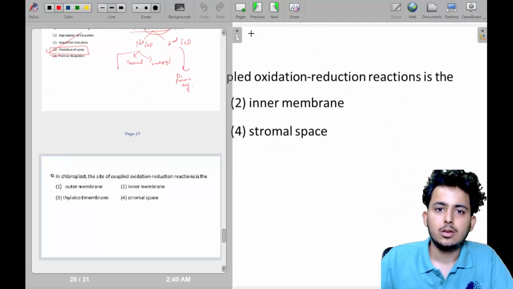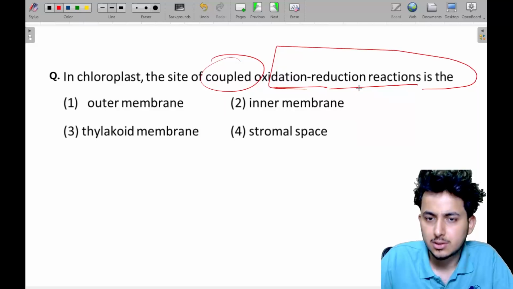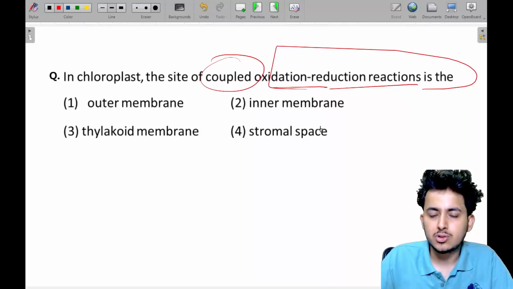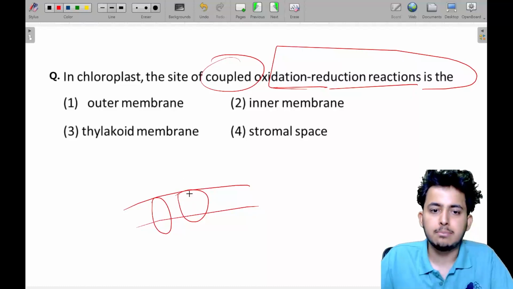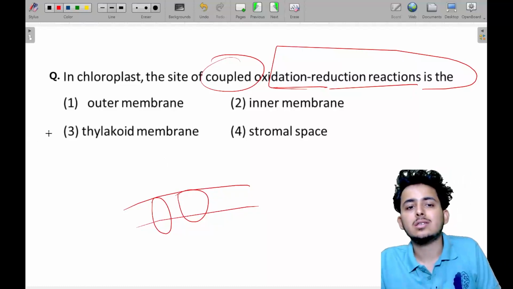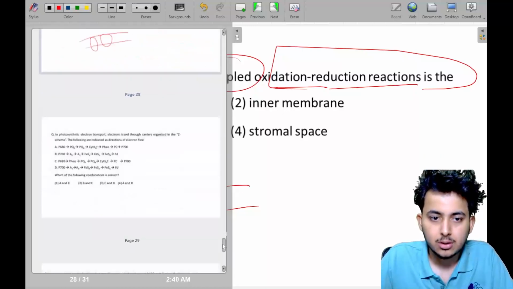Okay. In the chloroplast, the site of coupled oxidation reduction reactions. Since all these proteins are embedded in the membrane, it is the thylakoid membrane. That is the answer. Okay.